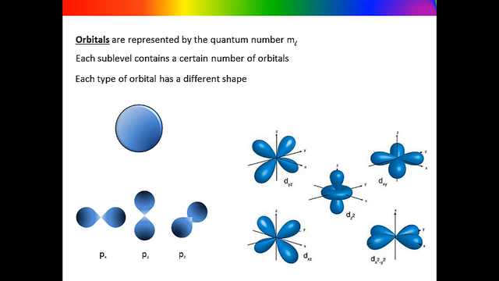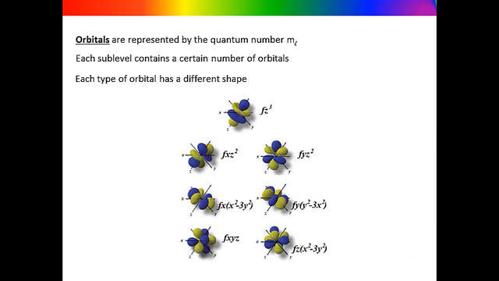The d sublevel has 5 orbitals. 4 of the orbitals look kind of like two p orbitals stuck together as a clover leaf. The 5th orbital looks like a p orbital inserted through a donut. The f sublevel has 7 orbitals, and I'm not going to try to describe the shapes of these, but here's a picture of them for your viewing pleasure.